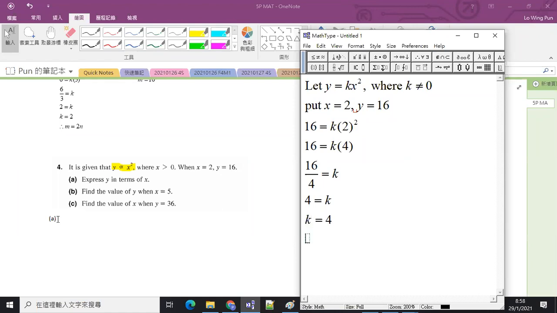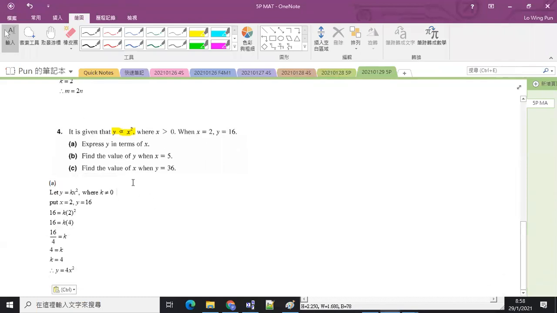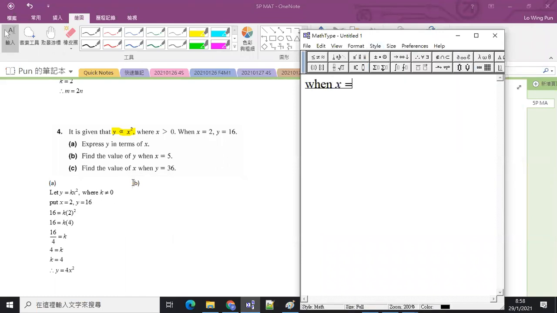Then just write down the complete information of the equation. So y is equal to 4x squared. And that is exactly the answer of part A. Okay. Part B. Find the value of y when x is equal to 5. So when x is equal to 5, then we can calculate.